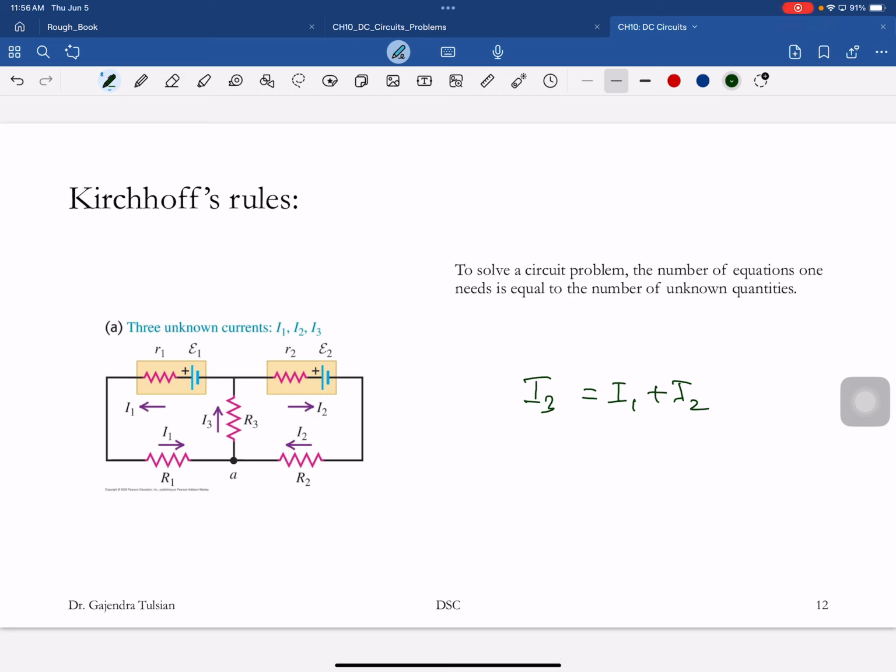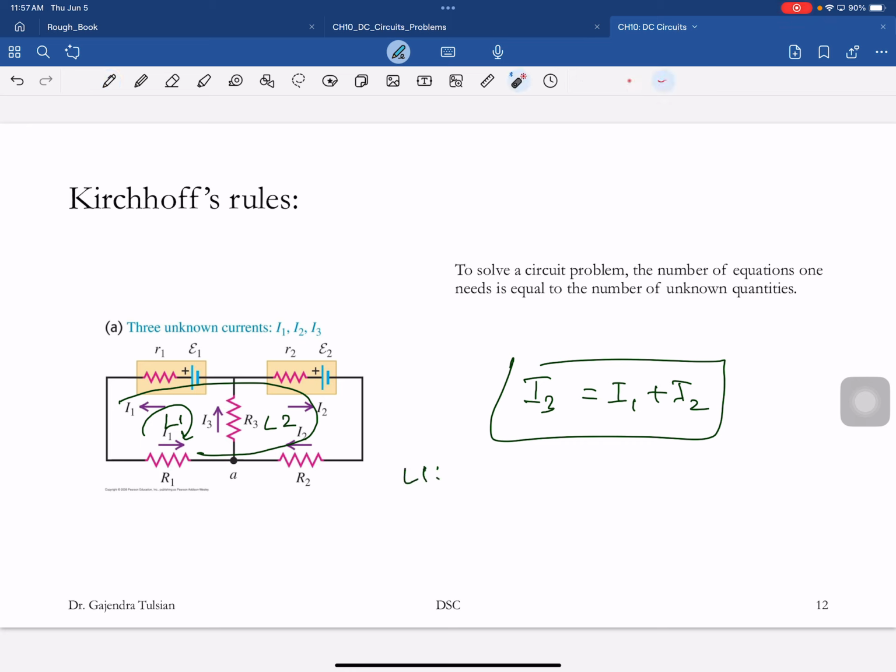How many loops are there? Three, so 1, 2, 3. You can choose any two of three, because all you need is two more equations. I'm going to write the equation down. I'll call this loop 1, and I'll use loop 2. Loop 1.